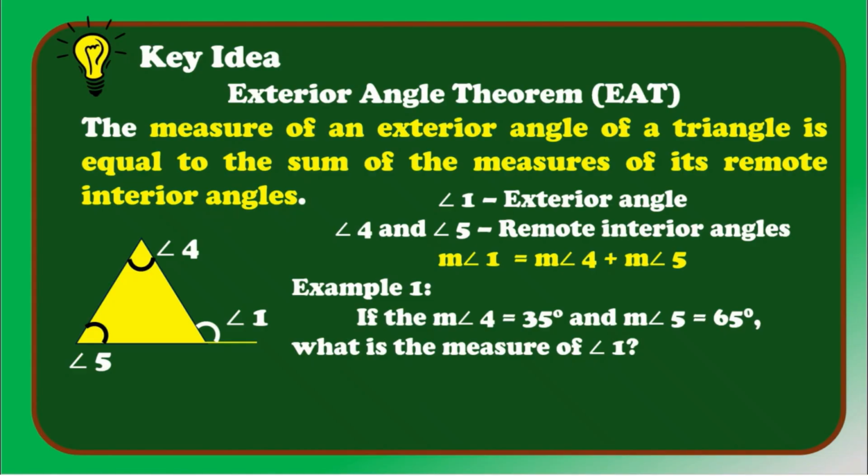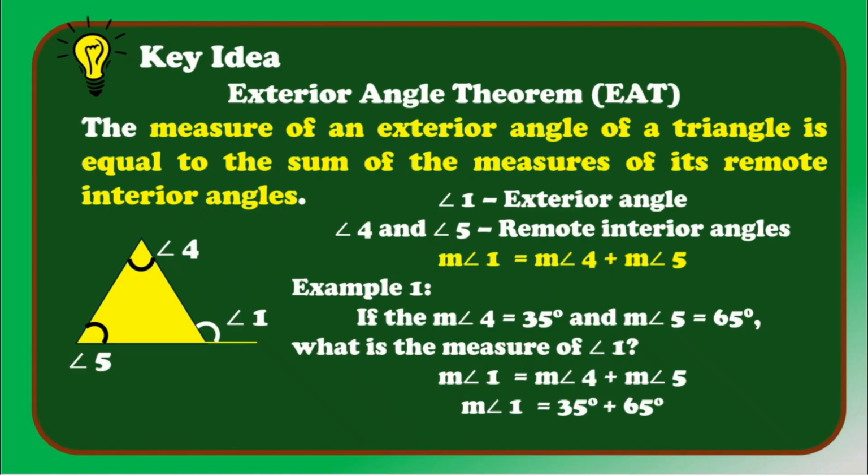First, let's put the equation that represents our theorem, and that is angle 1, or the measure of angle 1, is equal to the measure of angle 4 plus the measure of angle 5. Then after that, let's proceed to substitution.